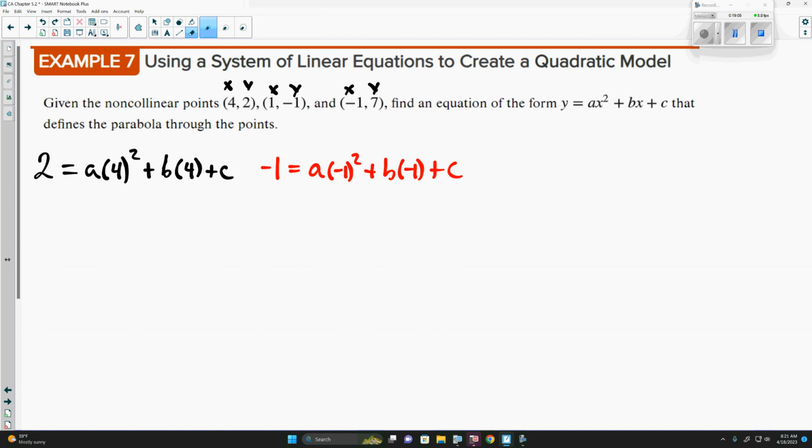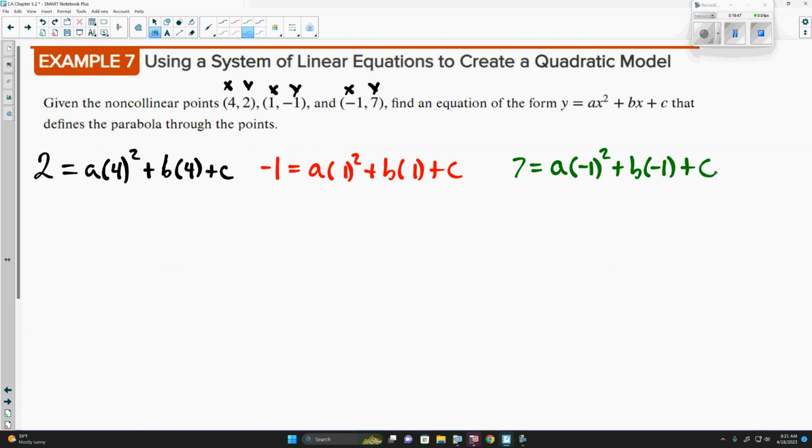I have a tendency to do this, and I have a feeling y'all do too, of flipping the x and y values. X is 1, y is -1. And lastly, the last one's telling me when we plug -1 in, we'll get a y value of 7. So we'll have a times -1 squared plus b times -1 plus c. So really, all we need to find from this point here is the values of a, b, and c.